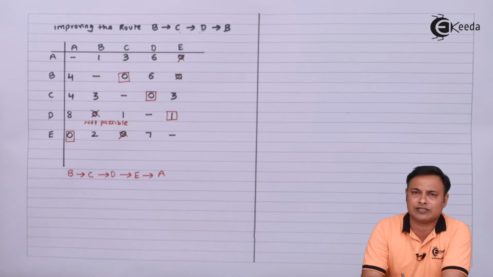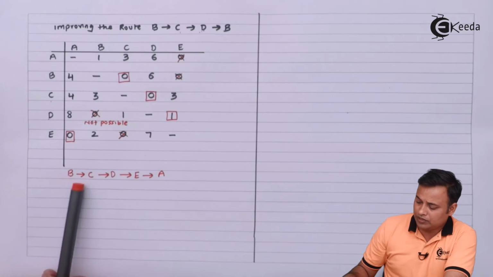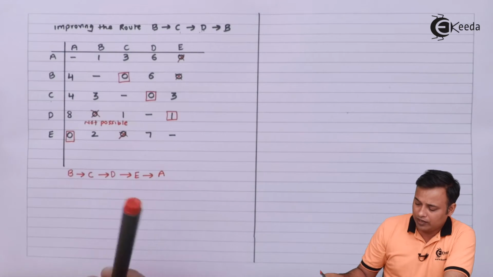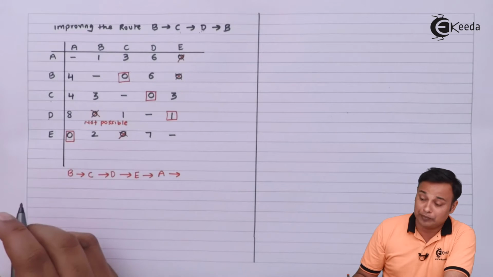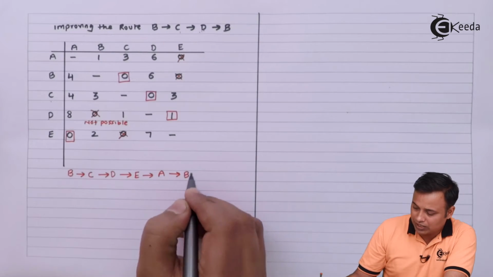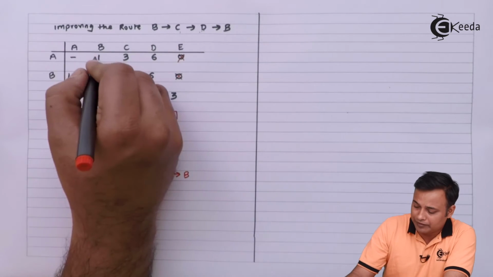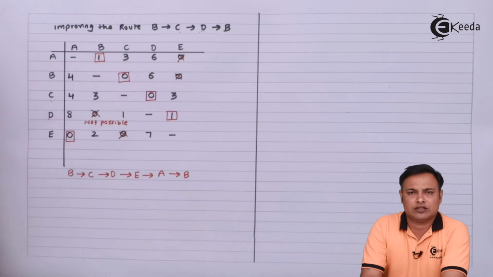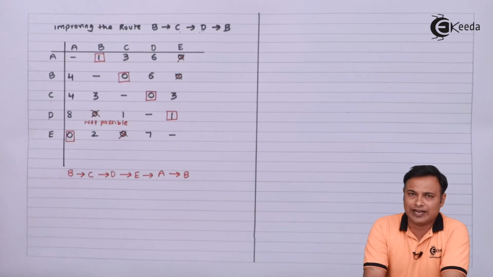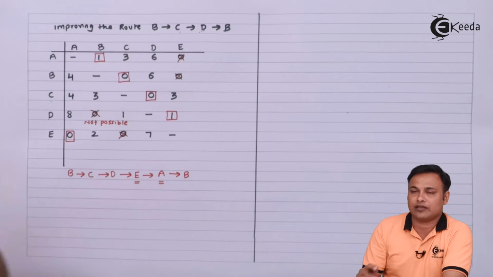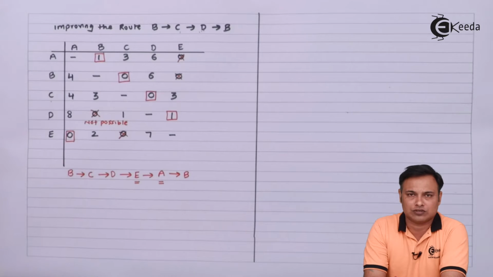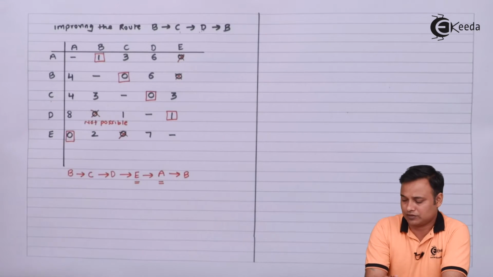Now check whether all my cities are covered. B, C, D, E, A, all cities are covered. Now I can come back again to B. A से मैं चला जाऊंगा B पे. This way I have improved the solution and added 2 more cities, E and A, in my original solution. Now let's check the solution first.